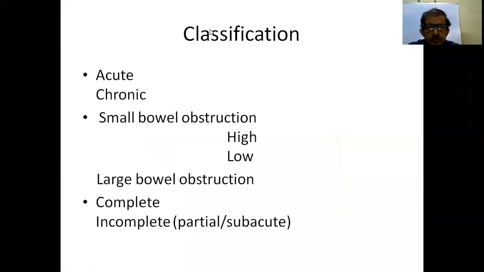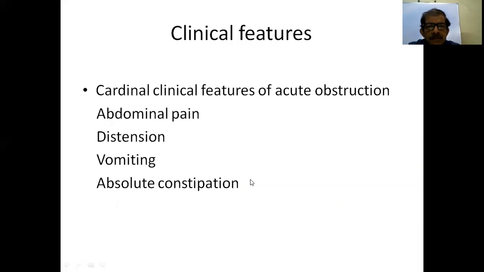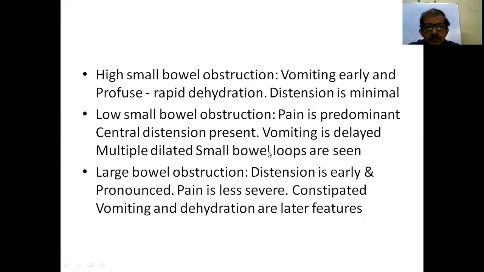So now the classification being acute, chronic, and sometimes we add subacute also, and depending upon the level of obstruction, it may be high or low small bowel obstruction or large bowel obstruction. Then there is complete or incomplete. Then these four features we should always remember: pain, distension, vomiting, and constipation. And depending upon the level, in high bowel obstruction vomiting will be there mainly, whereas in low small bowel it is pain, and in large bowel it is distension and constipation.